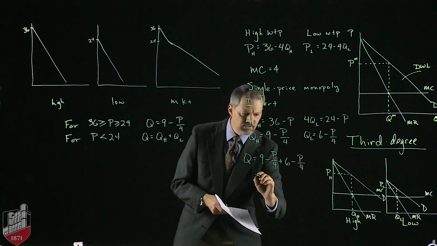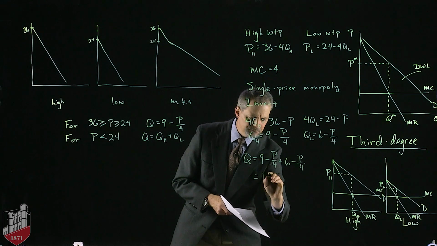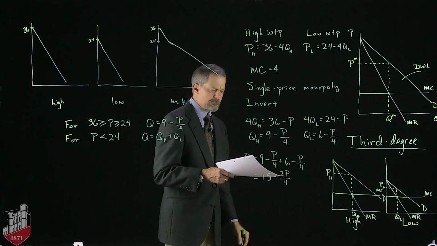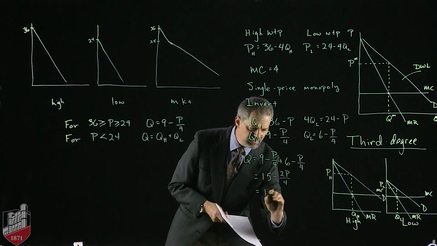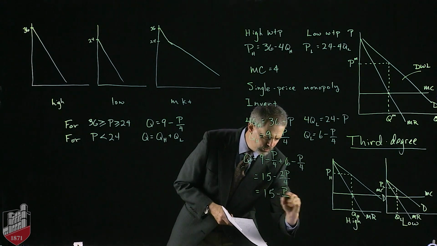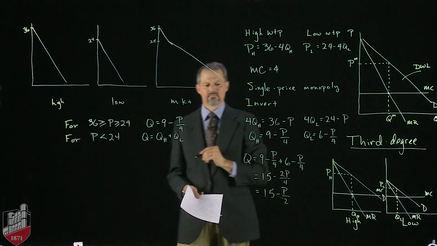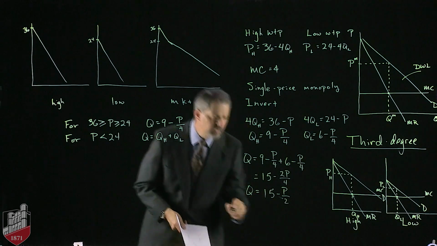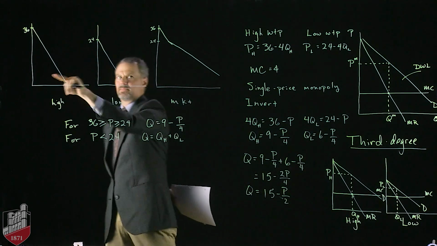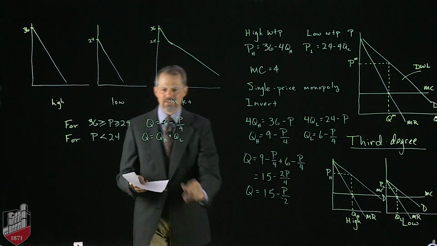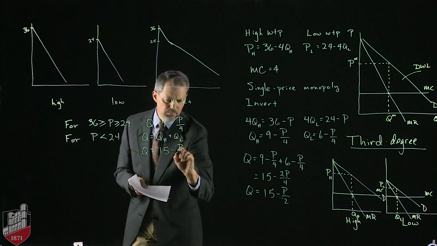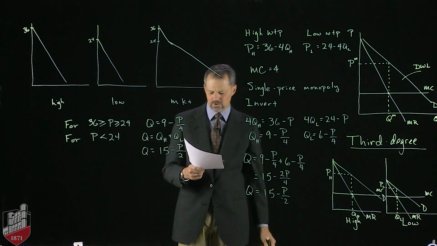That gives us 15 minus 2P over 4, right? Which is equal to 15 minus P over 2. So there is my market demand curve right here. That's that portion where we've added up these two demand curves. So this would be Q equals 15 minus P over 2. That's that chunk right there.